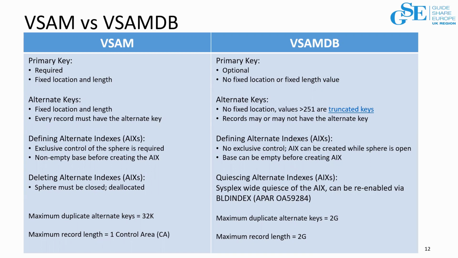From an alternate index perspective, the same thing is true. Alternate indexes had to be fixed location and length, and every record must have the alternate key. With VSAM DB, there's no fixed location, and the records may or may not have that alternate key. One of the things that's a little bit unique, if we have time and people have questions, is the length of the alternate key. We had to restrict it to 252, and we have kind of a unique implementation. I did include a chart in the backup about truncated keys from an alternate index perspective.